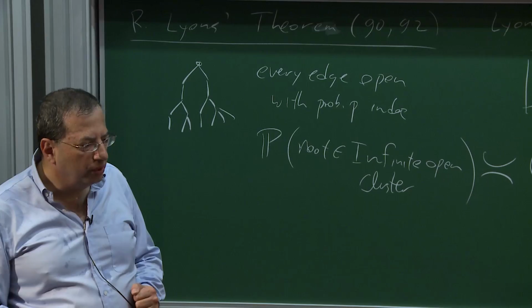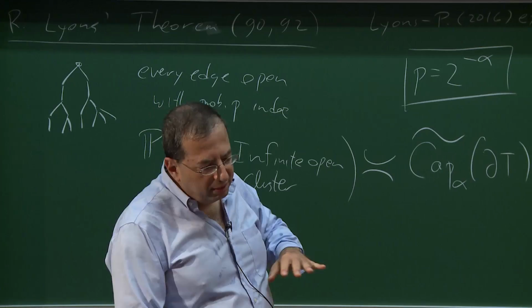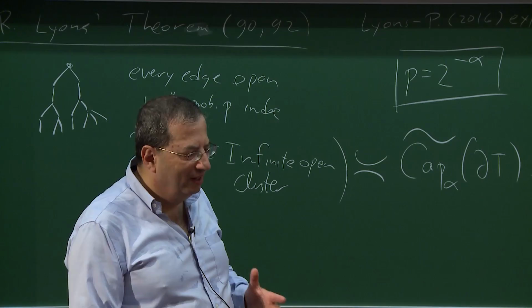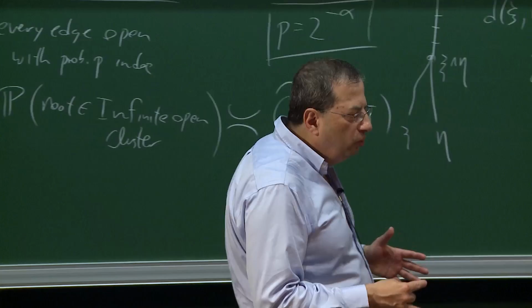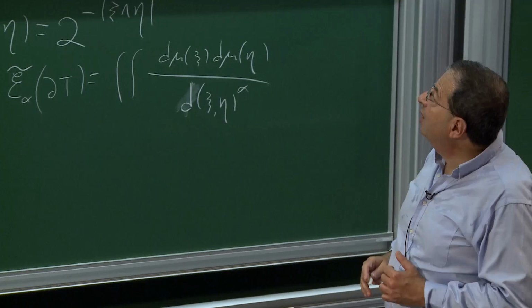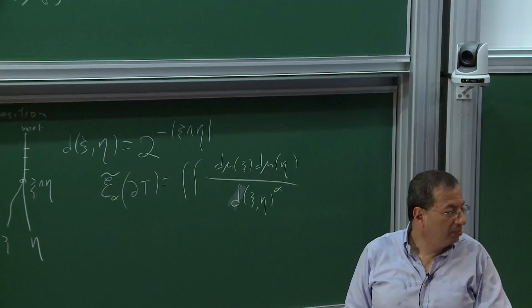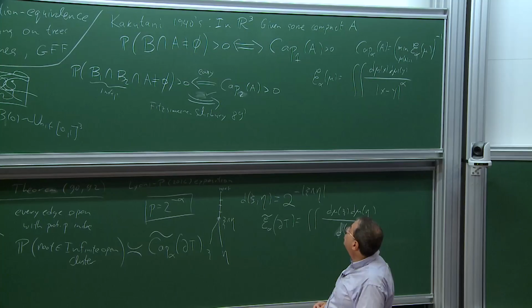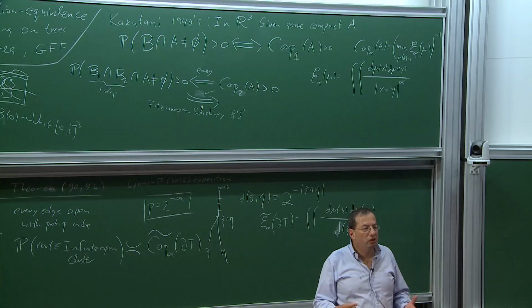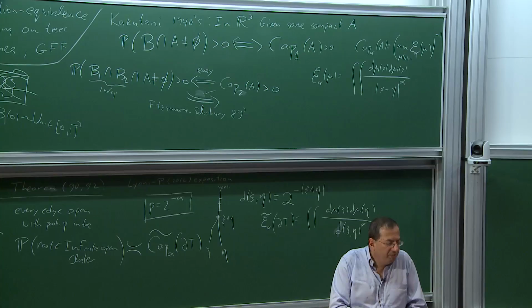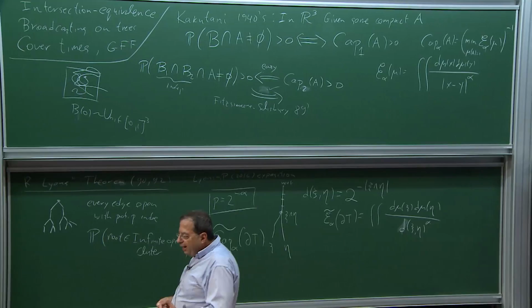So I told you about Kakutani's theorem, and there are many proofs of Kakutani's theorem, but really the reason it works well in both directions is that in one direction you just use second moment, in the other direction you use a Markov property of Brownian motion, namely if you know that the probability of Brownian motion intersecting A is positive, then you want to show that the capacity is positive, so you have to find a measure of finite energy. What will be this measure? It will be the hitting measure by Brownian motion of the set A. So you're given the data that the Brownian motion hits A, you want to construct a measure, you just use the hitting measure. And then the Markov property of Brownian motion can be used to control the energy of the measure.